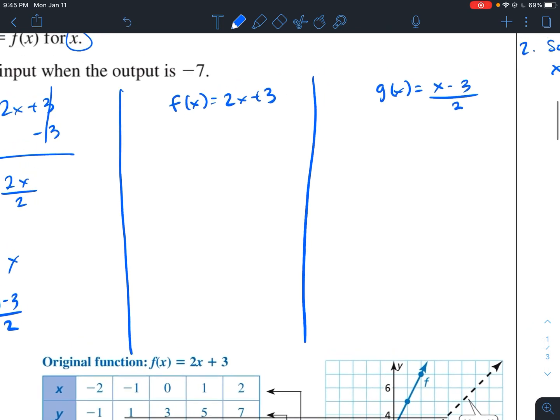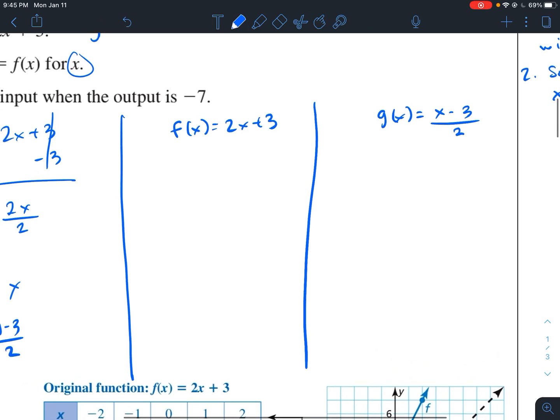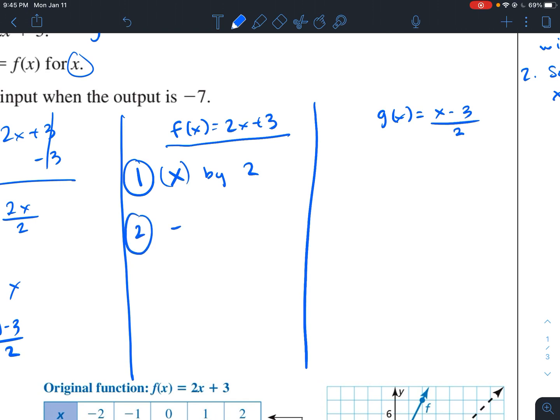Now, let's look on the left side first. And let's talk about what's happening to the x value. What are we doing to the x value? So first of all, we are multiplying by 2. So timesing by 2. And secondly, we are adding 3.